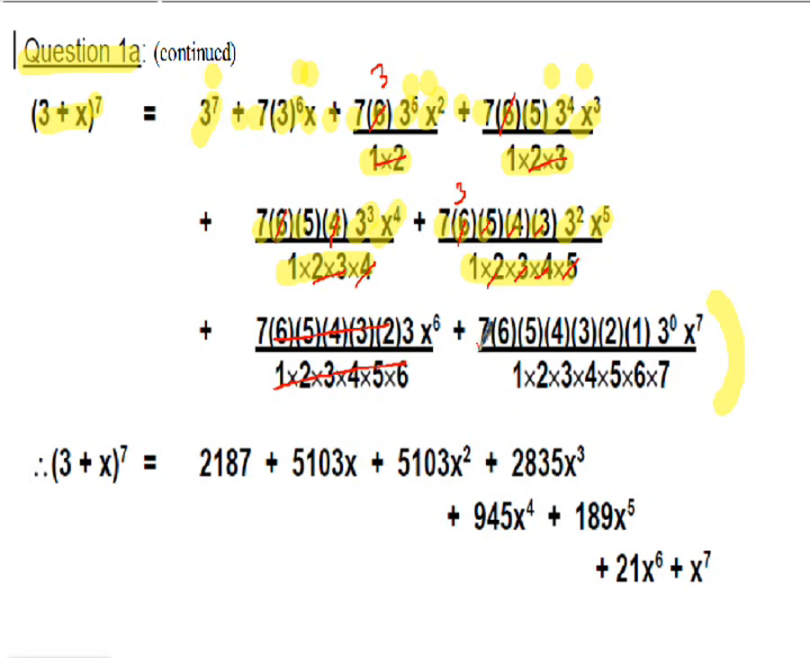And the final term here, all these numbers on the top cancel with all these numbers on the bottom, so you just end up with x to the 7, because 3 to the power 0 is 1. So the final line here we end up with is 2187 plus 5103x plus 5103x squared plus 2835x cubed plus 945x to the 4 plus 189x to the 5 plus 21x to the 6 plus x to the 7. You see the x are increasing in their powers as you go from left to right. I'll let you check that slide for yourself.